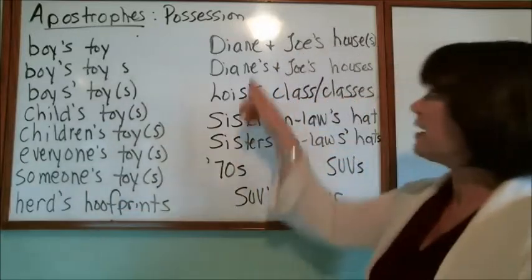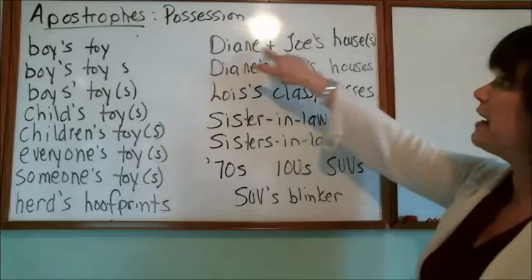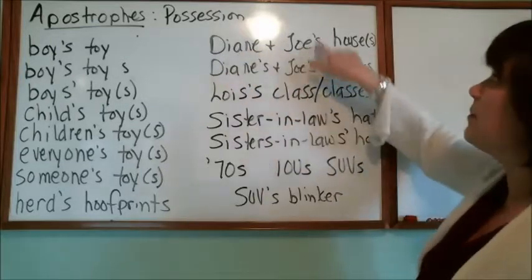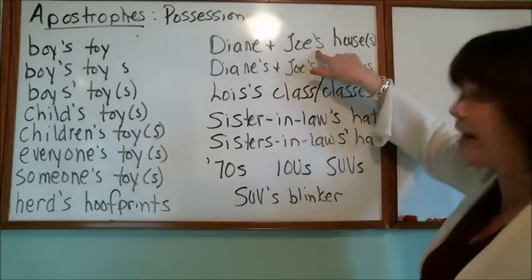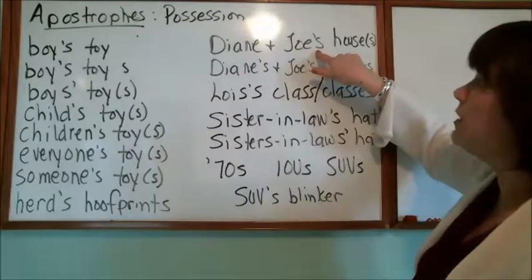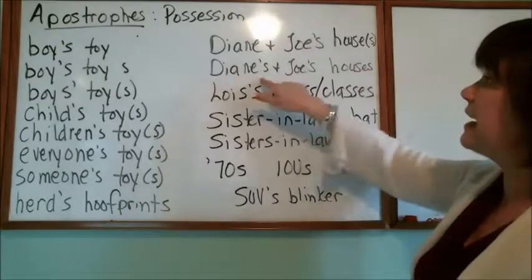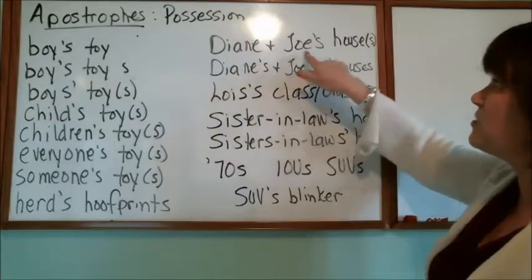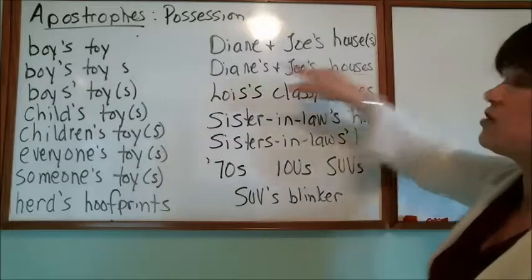Over here is what we have joint possession. So Diane and Joe's house or houses means that the two of them own it together. And we show that by putting the apostrophe only on the second. Diane's and Joe's houses indicate that Diane has a house and Joe has a house, but they don't own them together.